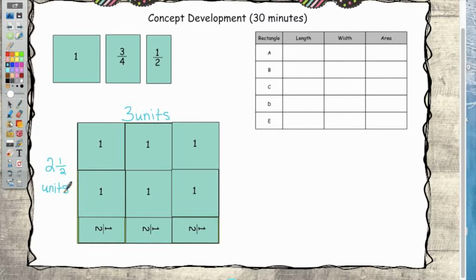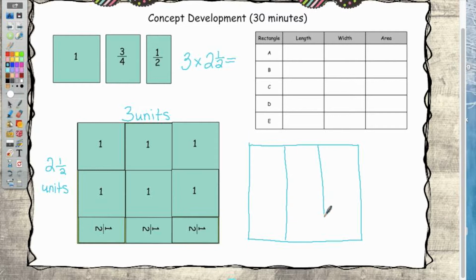Okay, so my multiplication problem to go along with this one is actually 3 times 2.5. So when you draw that, somewhere write that multiplication problem. It's going to be a little bit longer than last time's rectangle, closer to a square, isn't it? Okay, so go ahead and draw it. And this is actually going to be rectangle B. So I know I had 3 across, so start with that.